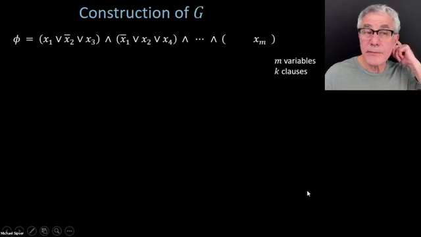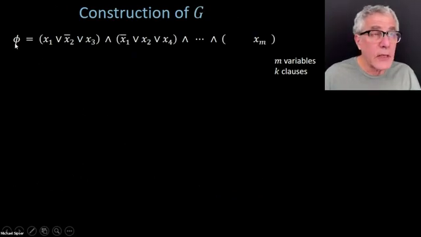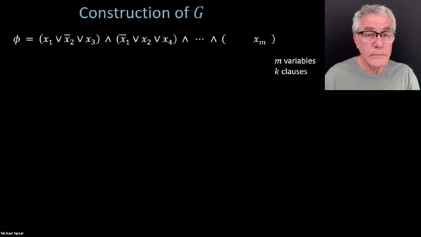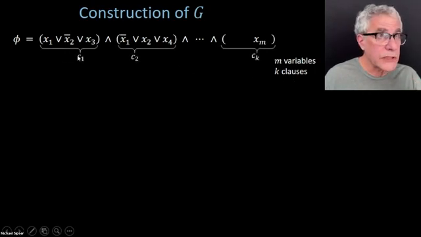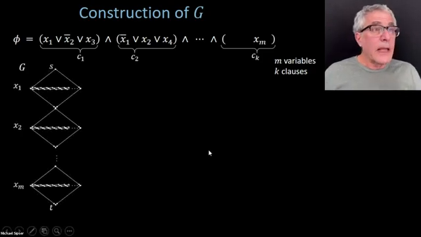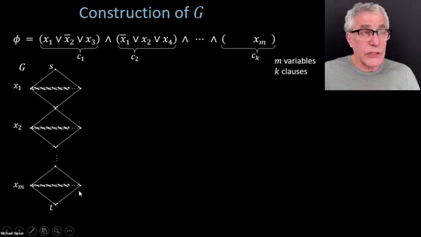Okay, so here is the big picture. Imagine we have that formula that we're reducing, and let's say it has m variables and k clauses. I'm going to call them clause C1, C2, up to CK. Here are the m variables appearing either positively or negated in that formula. And this is what the global structure of G is going to look like.